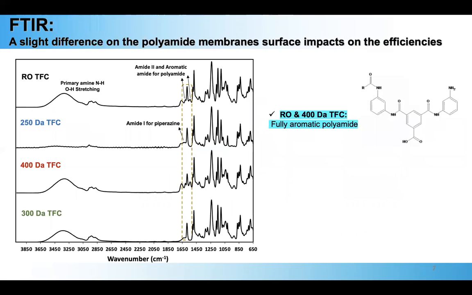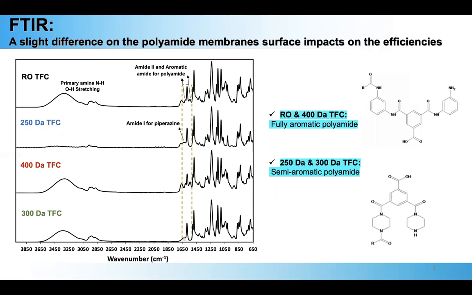The RO and 400 Dalton TFC membranes are fully aromatic polyamides, which gives them a rougher surface, which we will show in the next slides. The 250 Dalton and 300 Dalton TFC membranes are semi-aromatic, which makes them more hydrophilic compared to fully aromatic ones and gives them higher permeation rates.